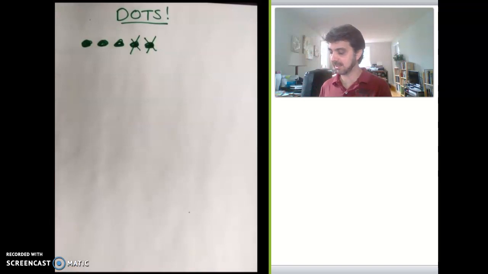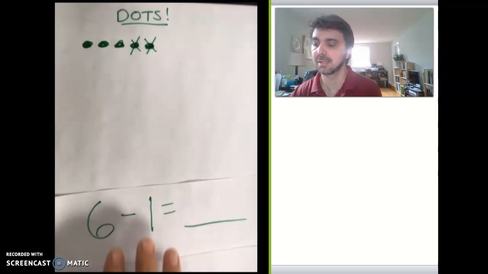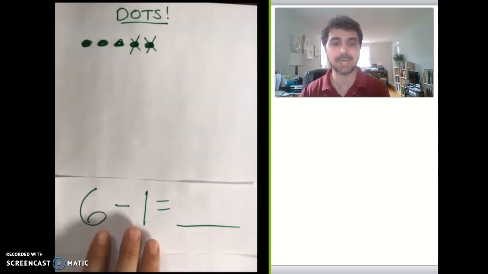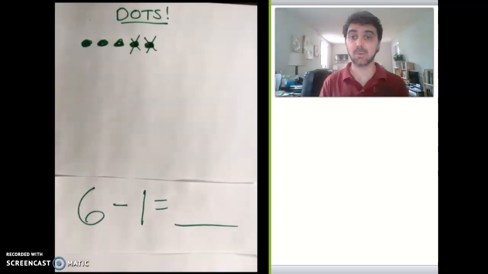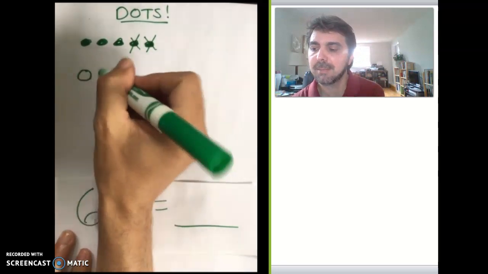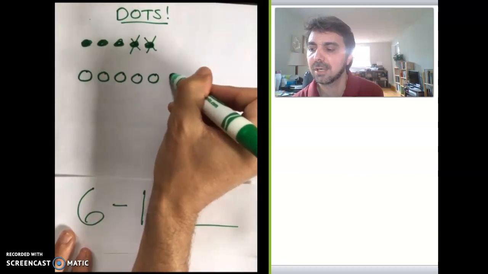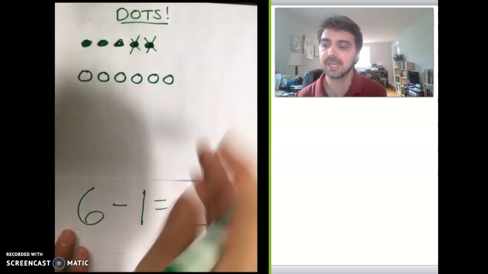Let's try this one, which is 6 minus 1. Minus is another word for subtract, take away. Minus 1 is the same as or equal to what? So pause the video right now if you want, or just think about what do you think we'll have if we have 6 dots or 6 of something? Now this time I'm not even going to color them, I'm just going to draw circles. So I'm going to draw 6 circles. 1, 2, 3, 4, 5, 6.